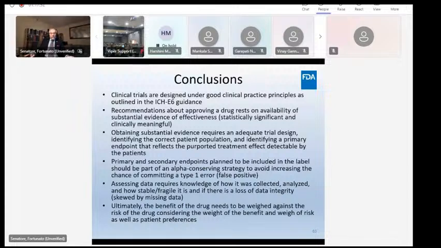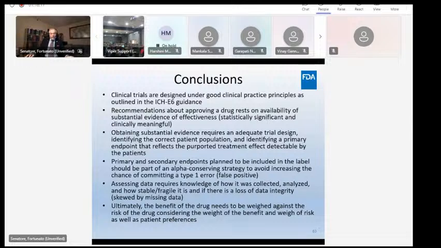Number three, obtaining substantial evidence requires an adequate trial design, identifying the correct patient population, and identifying a primary endpoint that reflects the purported treatment effect detectable by the patients. Number four, primary and secondary endpoints planned to be included in the label should be part of an alpha conserving strategy to avoid increasing the chance of committing a type 1 error.